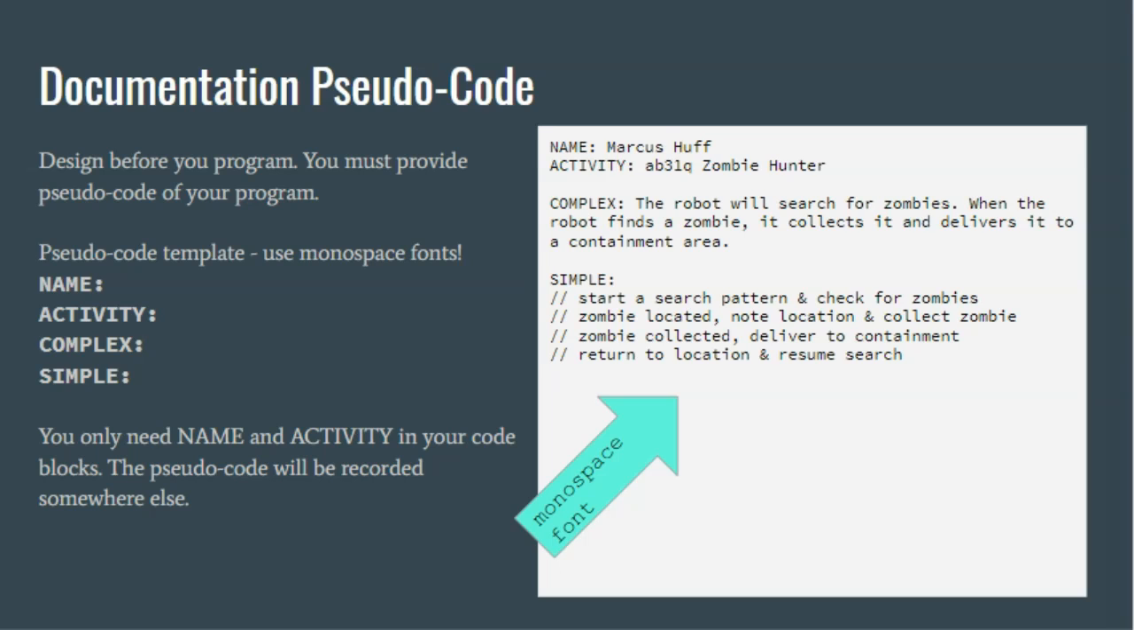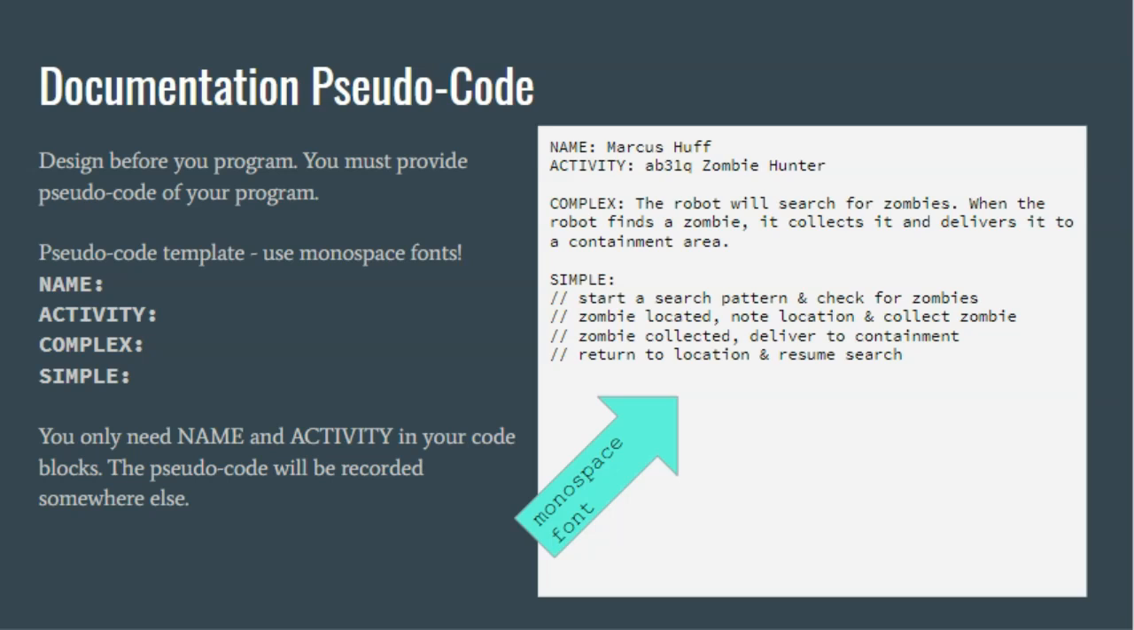Let's go ahead and use the double slash for each line, because this is what you would use in C programming. So that way when you transfer this knowledge into C programming, you're just copying that block into your task main, and those become your sections of your program. So in this, we would say we're going to start a search pattern and check for zombies. So this is underneath this in our actual program.